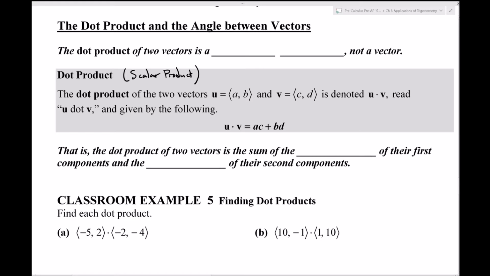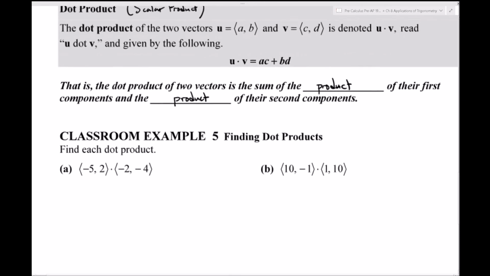Okay, so it's the sum of the product, if I fill this in, the product of their first components and the product of their second components. So you take the product of the first components, the product of the second components, and then add those two products together. And you get the scalar product as a result.